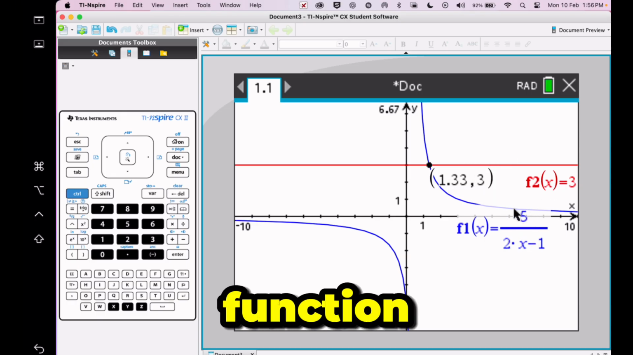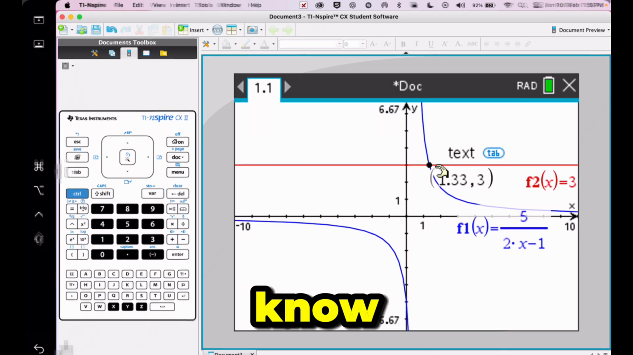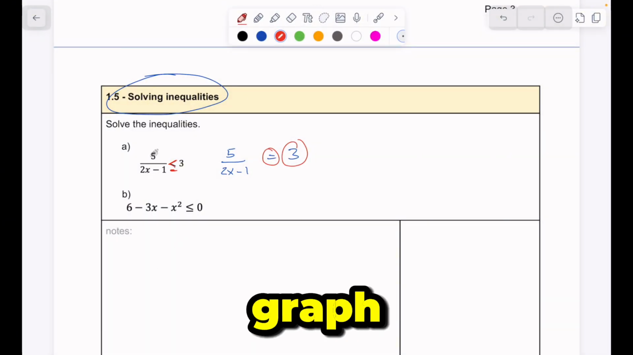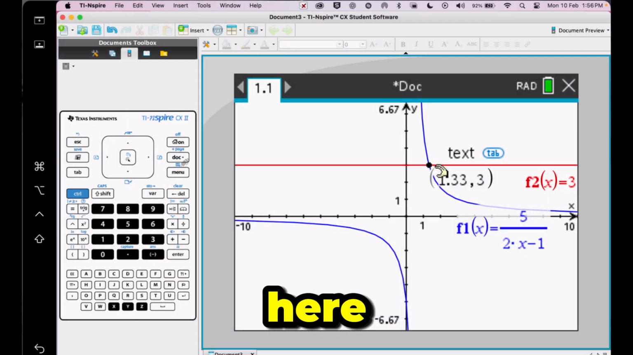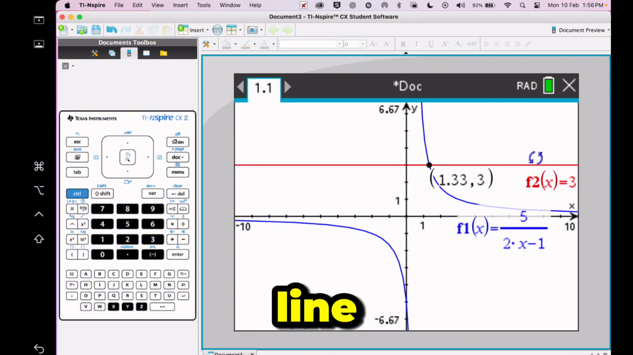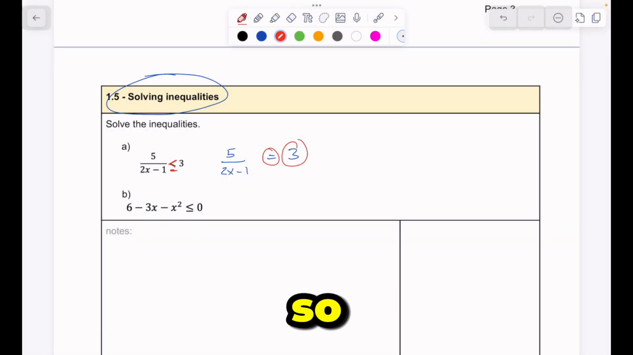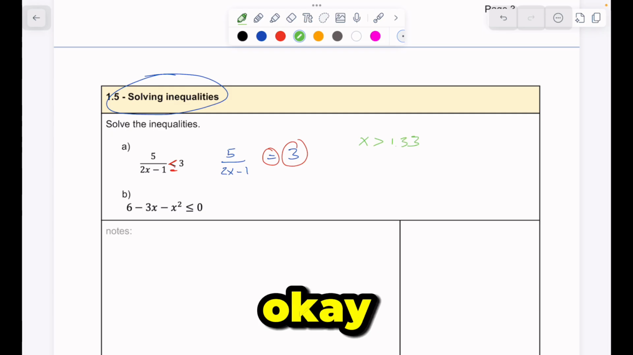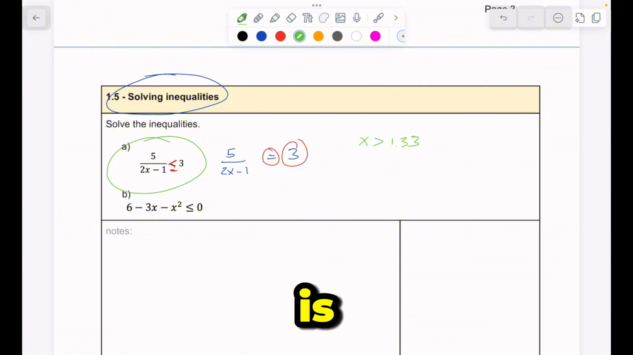So the value of this function is equal to 3. Now we wanted to know when this function, the blue graph, is less than 3. If we go over to here, we can see that the blue graph is lower than the red line. So that means for values greater than 1.33, the graph will be lower than 3. So we can go ahead and write one of our solutions, in green here: if x is greater than 1.33, this statement is true.